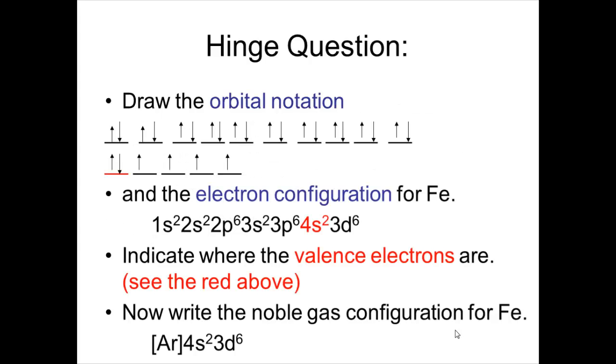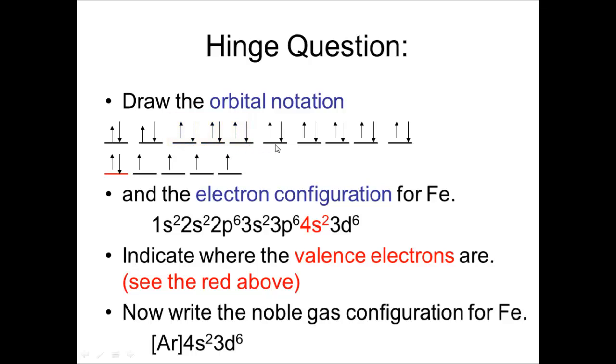Okay, let's check your answers. Here's the orbital notation. If you look at iron's position on the periodic table, it's element number 26. So you need a total of 26 electrons in your orbital notation. Now I've drawn them all out, but I wasn't able to do a very good job labeling them for you. So I'm going to go through and tell you what each blank represents. The first blank is the 1s. The second blank is the 2s. The next 3 blanks all together make up the 2p.